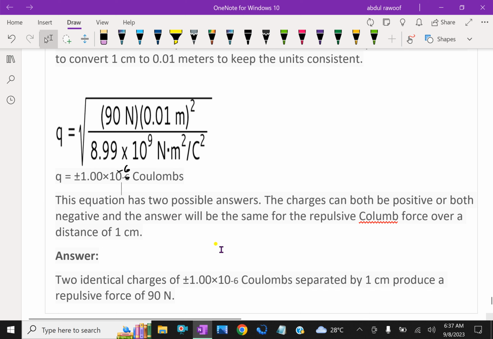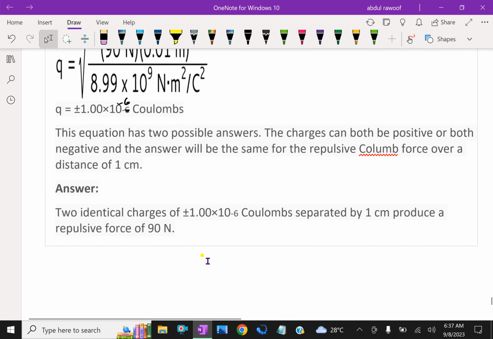This equation has two possible answers, positive and negative. The charges can both be positive or both be negative, and the answers will be the same for the repulsive Coulomb force over a distance of 1 centimeter. So two identical charges of 1 into 10 power minus 6 coulombs separated by 1 centimeter produce a repulsive force of 90 newton.